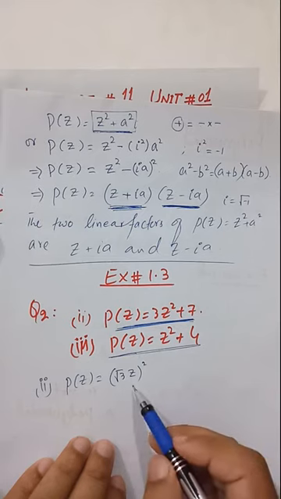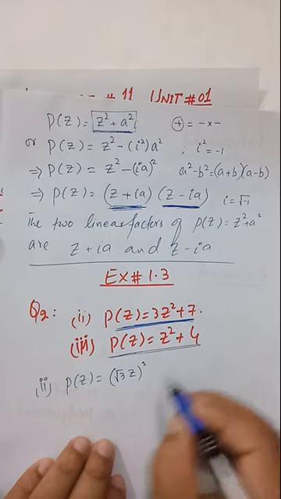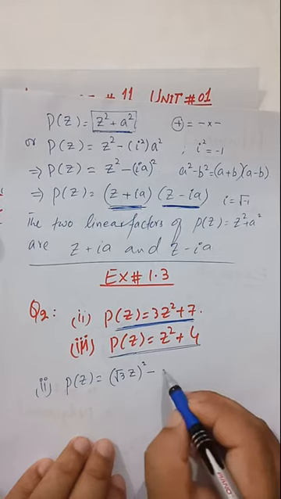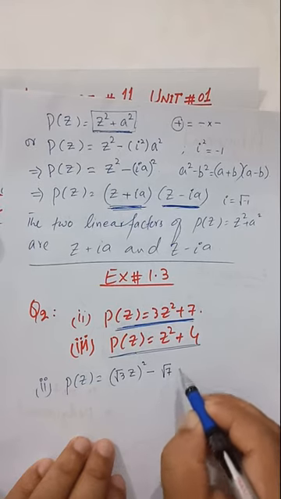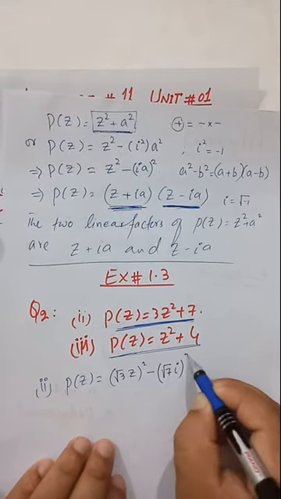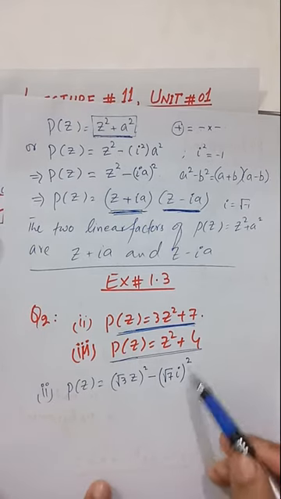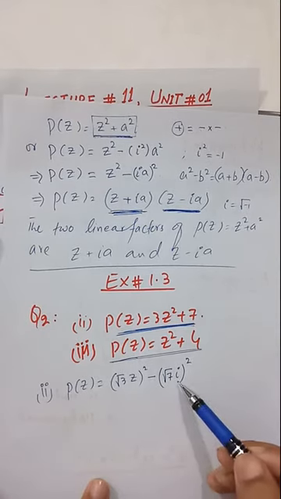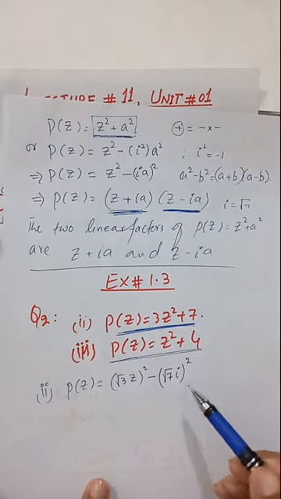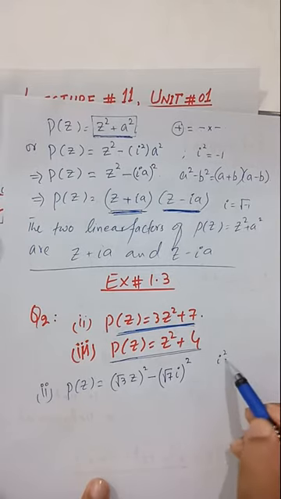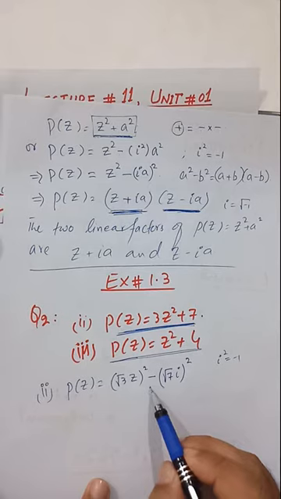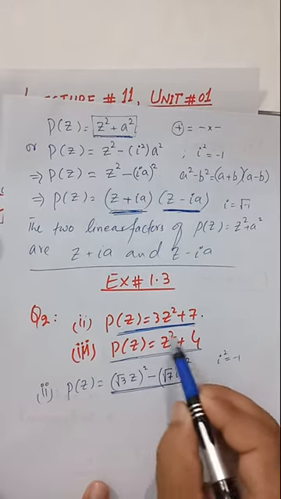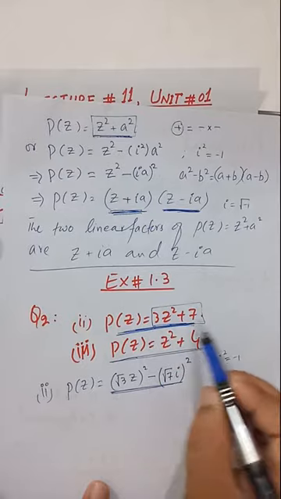When it gets on z, you will get z square, and this can be written like this: iota whole square. When the square comes on the square root 7, you will get 7, and when the square comes on iota, you will get iota square. So iota square is actually equal to -1. So -1 multiplied by minus, you will get +1. So this thing is actually equal to 3z square plus 7.